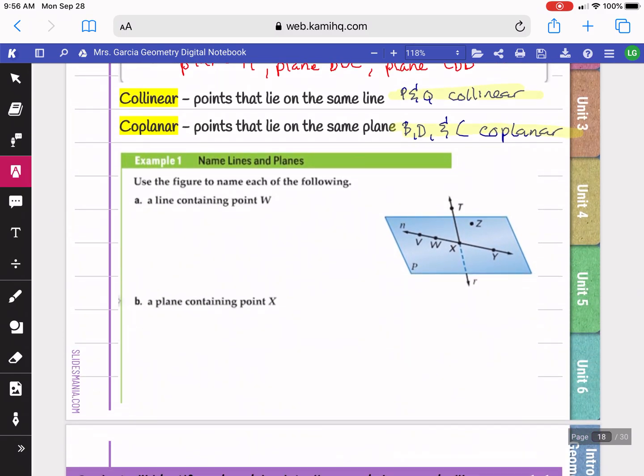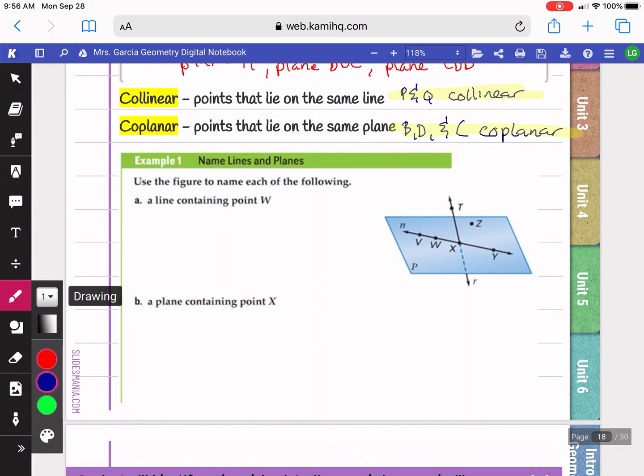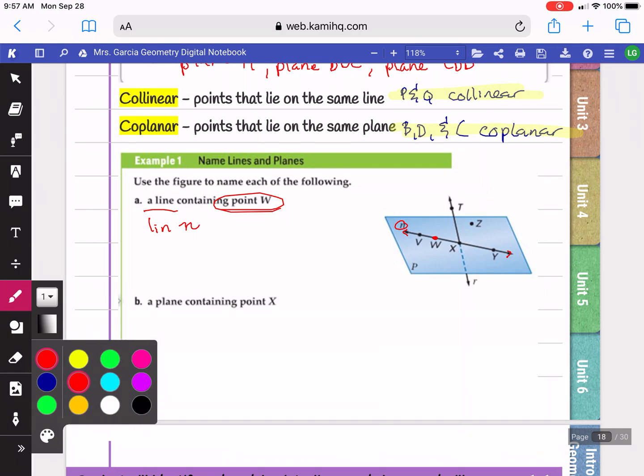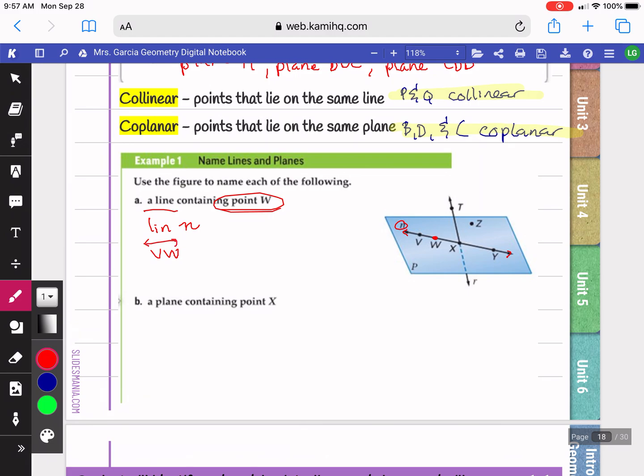We're going to use this figure in example 1 to answer the following questions. So A is asking us to name a line that contains point W. So point W is here. If you look at that, that's on this line right here, which is line N. Now remember, there's different ways to name lines. You can also name lines using at least 2 points on that line. So 2 points on that line could be like V and W. And you would put the little line symbol on top. We could also call it X, Y. Any 2 points that are on line N can be used to name that line.